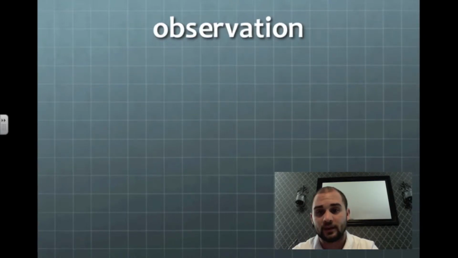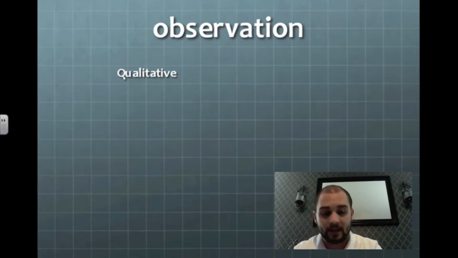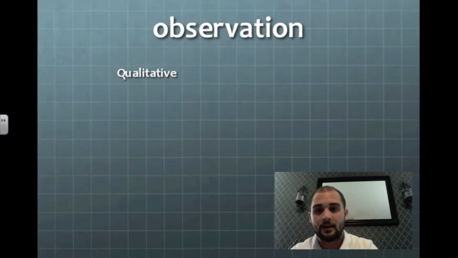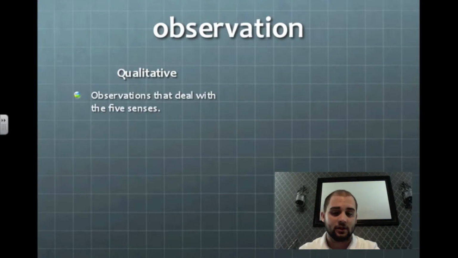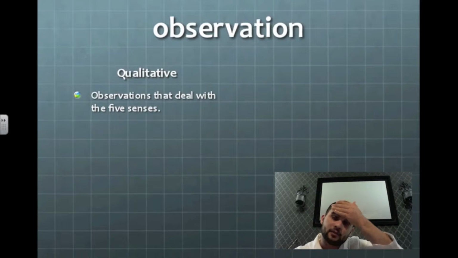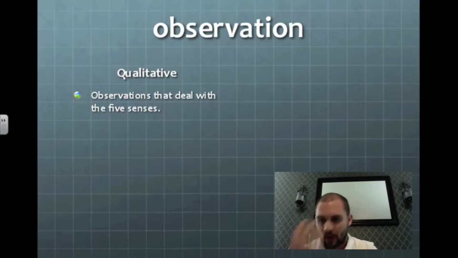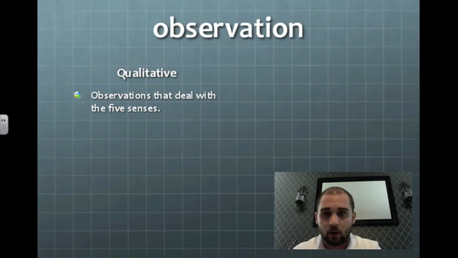Let's go on from there. Let's talk about observations. The first one is qualitative. I would say think about quality when you think about qualitative. These are observations that deal with the five senses, such as touch, smell, sight, hearing, and taste. So if I said that my head feels warm, that would be a qualitative observation because I'm feeling the heat coming off. So that's quality. Or if I said the couch that I'm sitting on is soft, the softness of the couch is quality, so that's a qualitative observation.